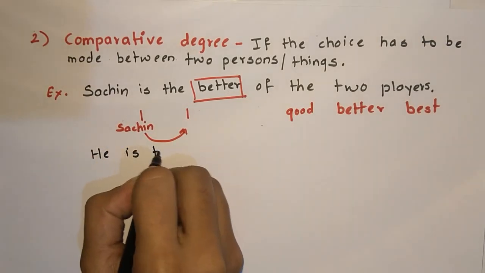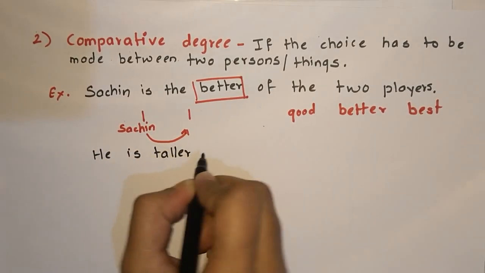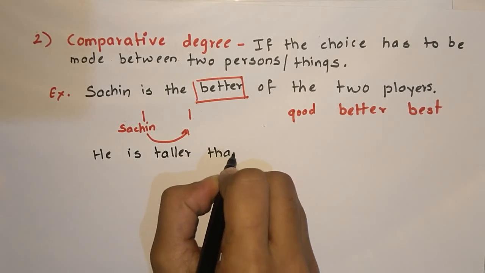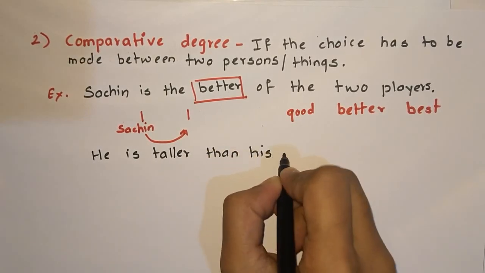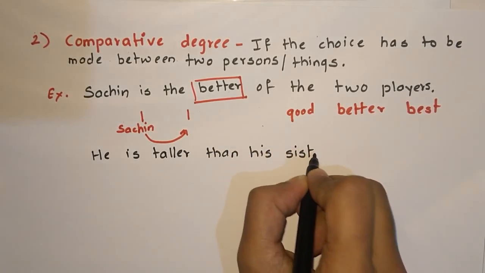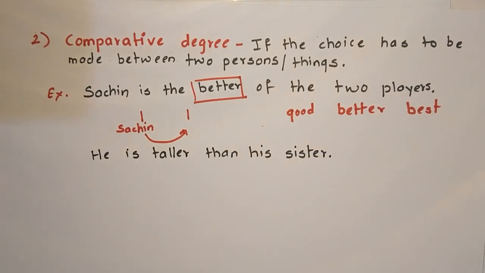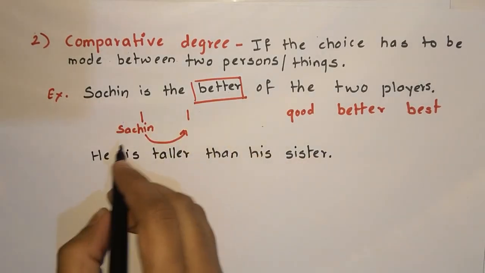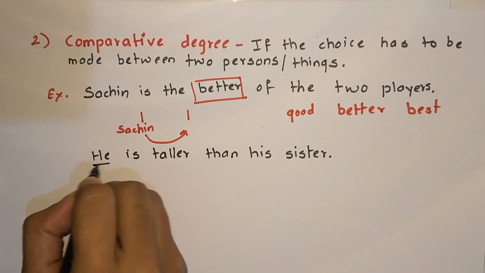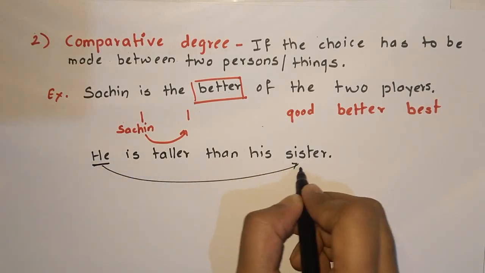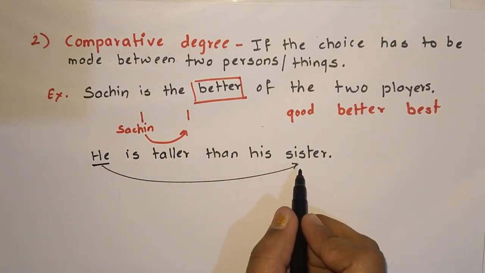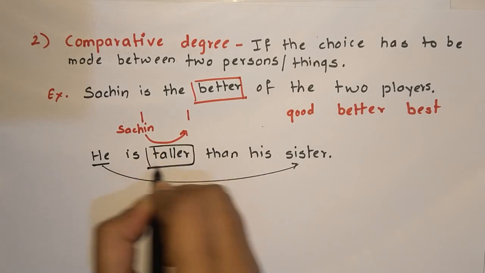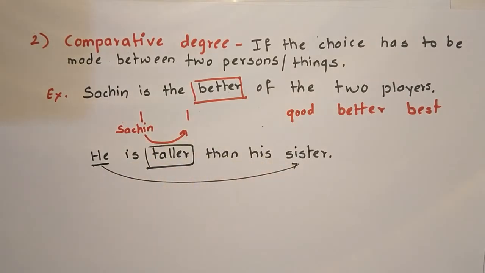Let's see one more example. He is taller than his sister. Now we are comparing he with his sister. As we are making a choice between two persons, we used comparative degree.